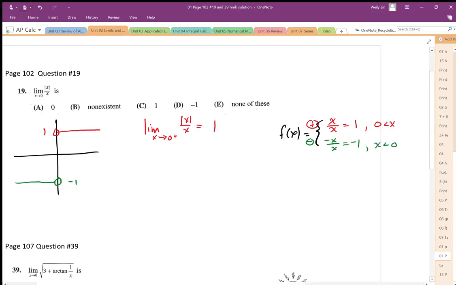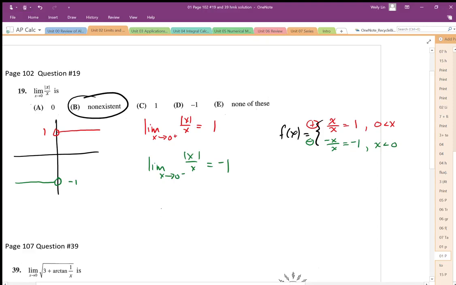And then the limit as x approaches 0 from the negative side of absolute value of x over x is equal to negative 1. Those two limits do not equal each other. Therefore, the answer must be B.